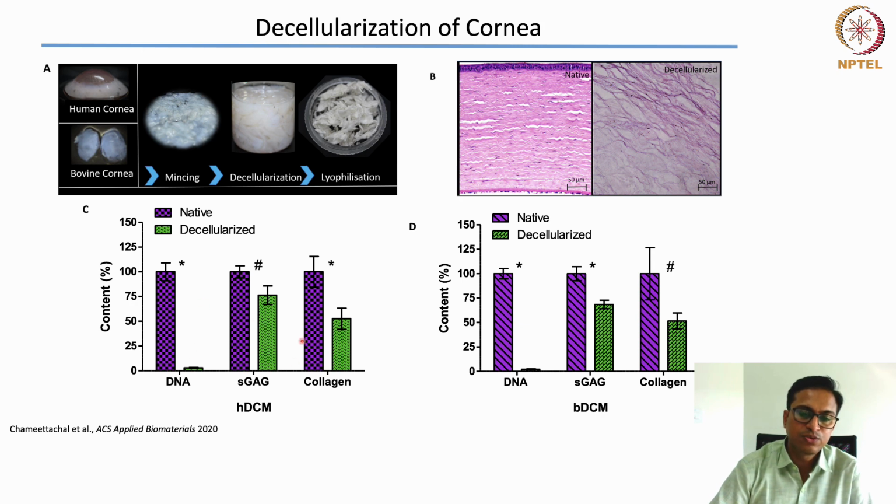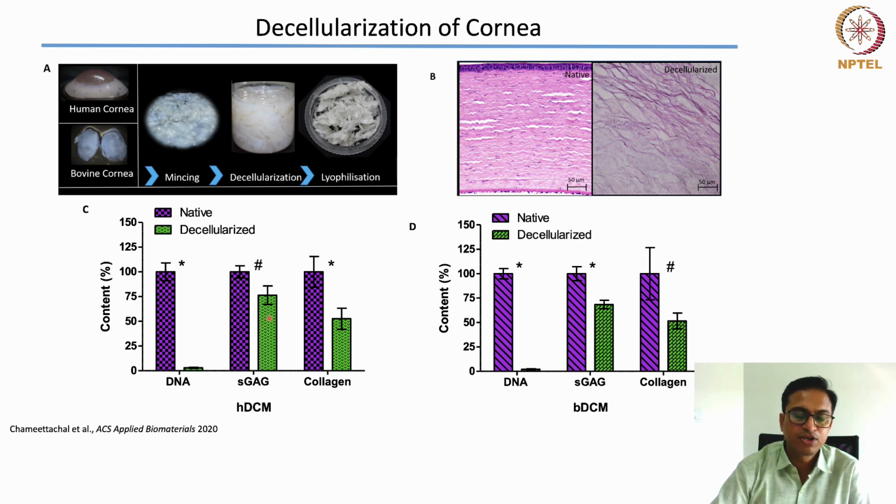And then the other thing, we have also analyzed two important components of the cornea matrix, that is collagen and GAG. Almost 50% of the collagen is retained, and a high amount of GAG, more than 70% of sulfated GAG, is present within the cornea.